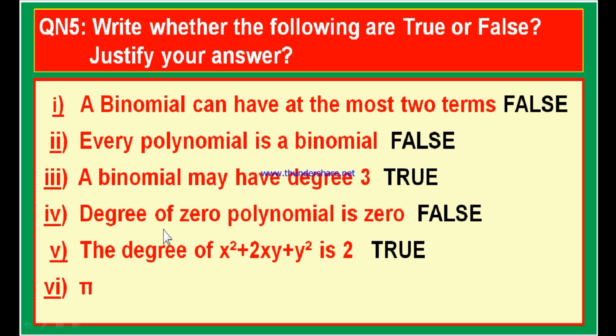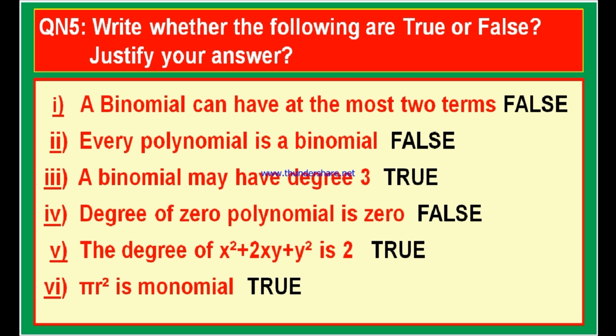Now, sixth bit. Pi r square is a monomial. You see, pi r square is a polynomial which has only one term. Pi and r square are not separated by plus or minus. Therefore, it is a single term. Since it is a single term, it is called a monomial, which is true.